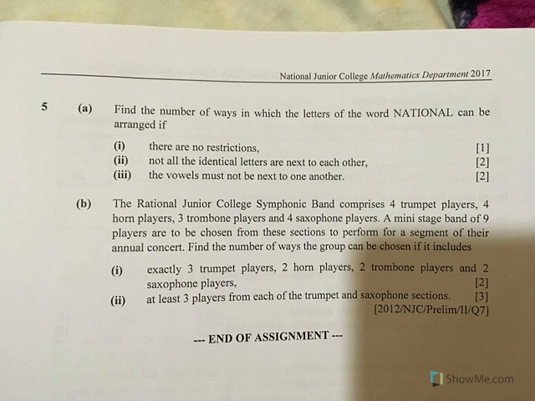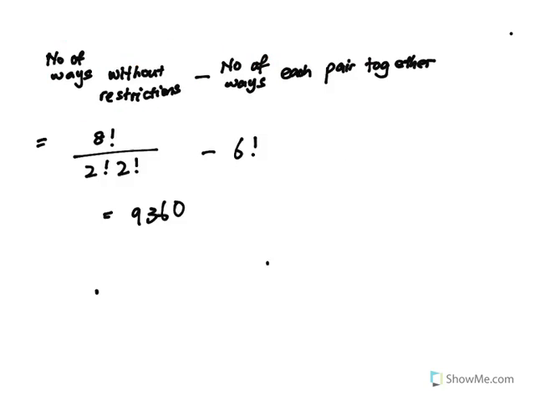Right, so the next one is the interesting one. I need at least 3 players from each of the trumpet and saxophone. So thinking about this, you don't know how to even start. So I just told you, most of you who don't know how to start, can write one number. So straight away you can write 3 trumpet, 3 saxophone.